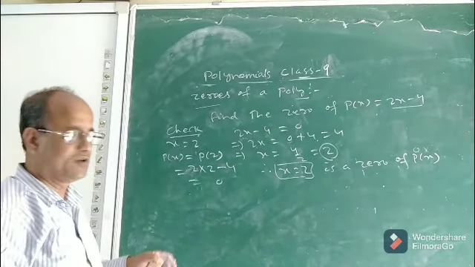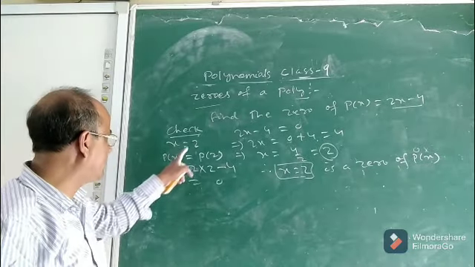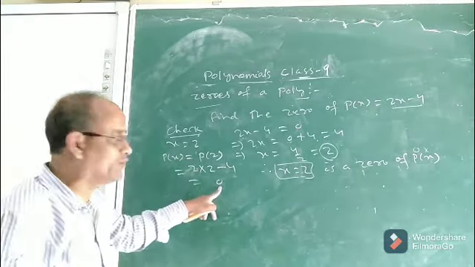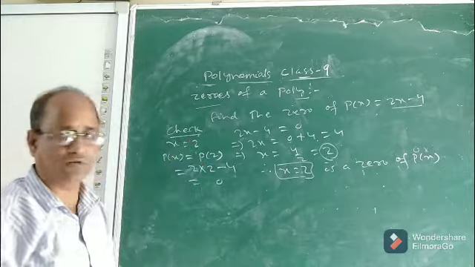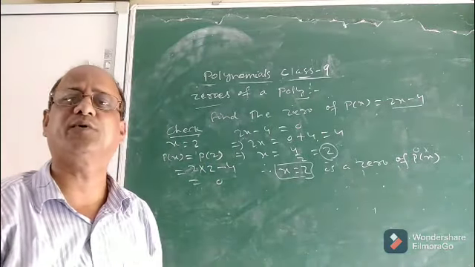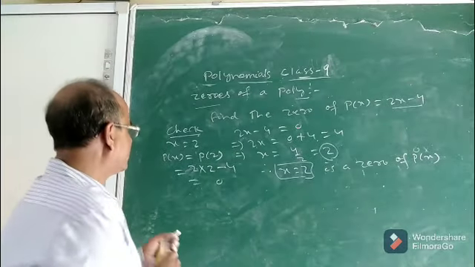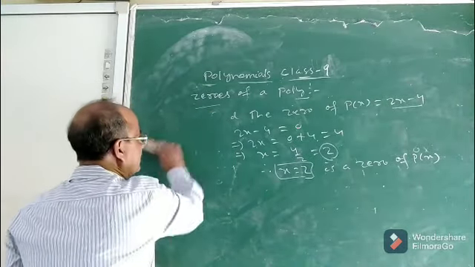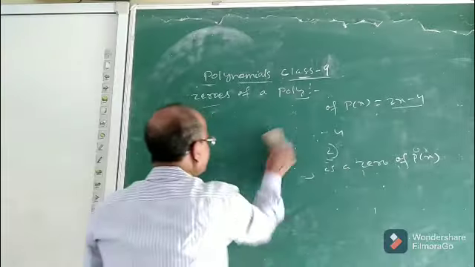So for x equal to 2, P of 2 equal to 0. Therefore, x equal to 2 is a 0 of the given polynomial. So what is meant by 0? I hope you understood, children. Okay. So now I am going to give the definition.